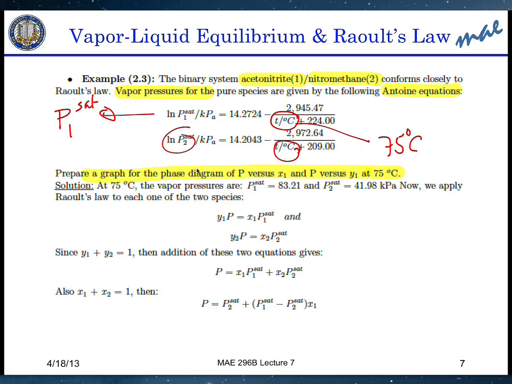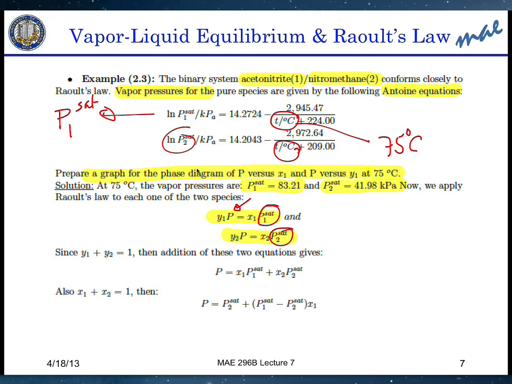So the solution: first, I find P1 sat equals 83.2 and P2 sat equals 42 kilopascal. Now I apply Raoult's law without the Poynting factor. I have two equations: y1 times P equals x1 times P1 sat, and y2 times P equals x2 times P2 sat. What do I know so far? I know these two saturation pressures, and I can input any pressure I want.